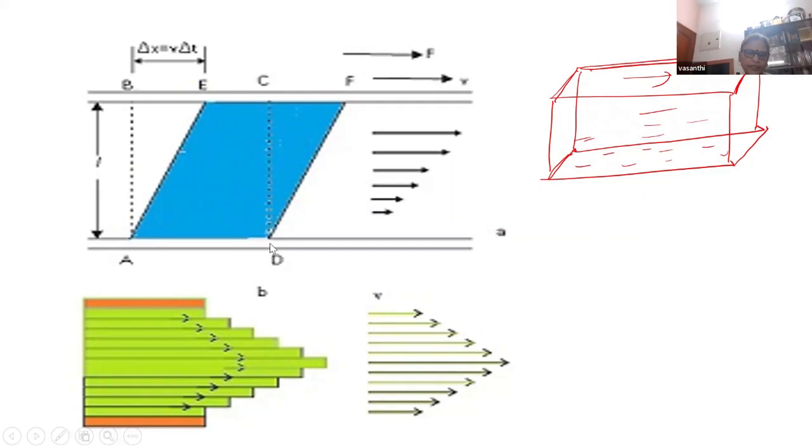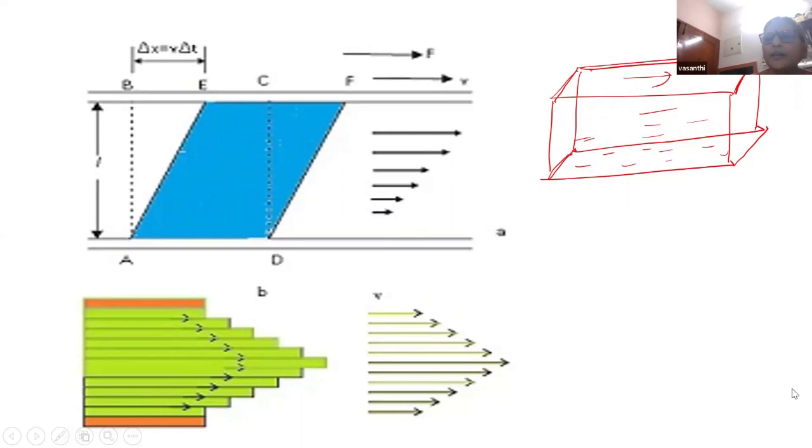Now if you consider the velocity of different layers, which layer will have maximum velocity? The topmost layer, no? I am pushing the topmost layer with, let's say, a rectangular sheet. So the topmost layer will have the greatest velocity, and the layer in contact with the bottom is at rest. So the velocity goes on increasing here. This is called the velocity profile.